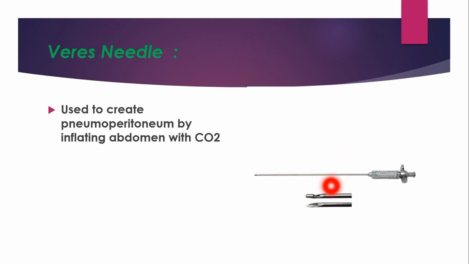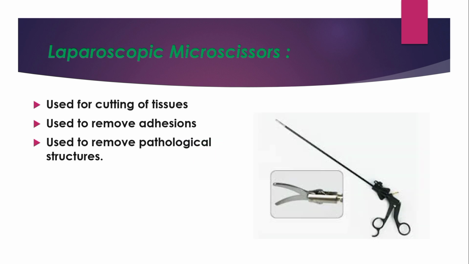This one is a Veress needle, and the Veress needle is used to create the pneumoperitoneum by inflating the abdomen with carbon dioxide during various laparoscopic surgeries.